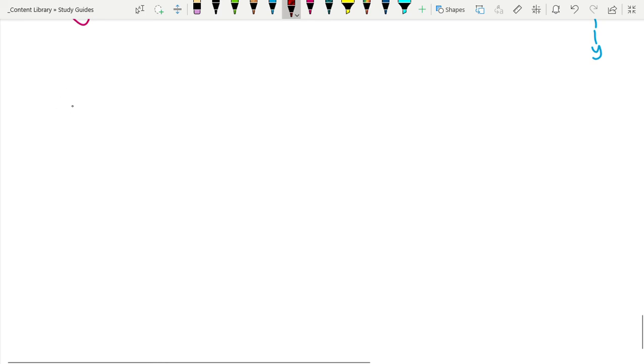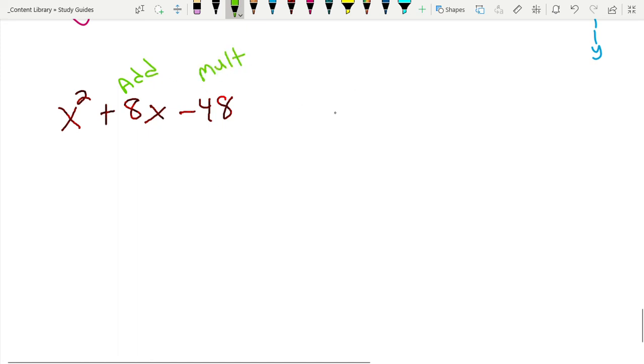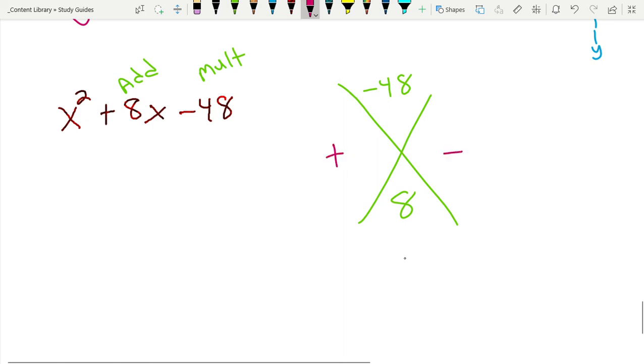Next one, I know it's in terms of a's, but I'm going to draw it as x's. So x squared plus 8x minus 48. GCF, no. So factor by grouping, no. Diamonds, yes, because we have an x squared, x, and number. So we need to figure out what adds to 8 and multiplies to negative 48. So for those of you that use the diamond, the 8 goes on the bottom, negative 48 on the top. So I'm multiplying to get a negative. So I know that one has to be positive, the other has to be negative.